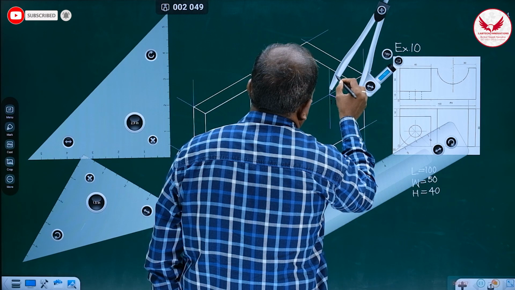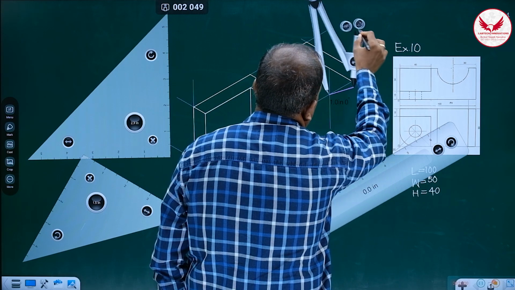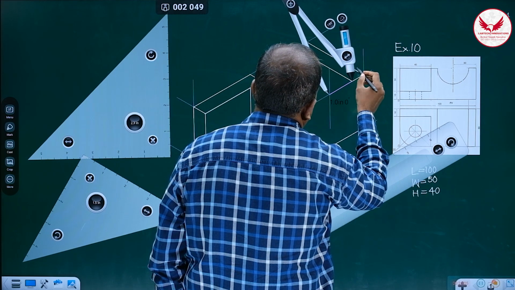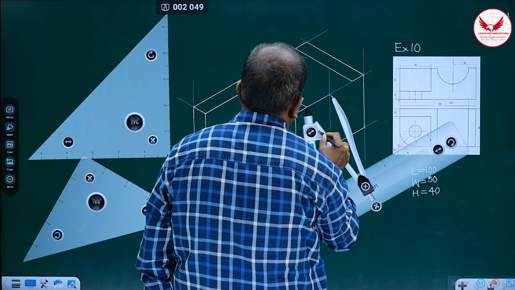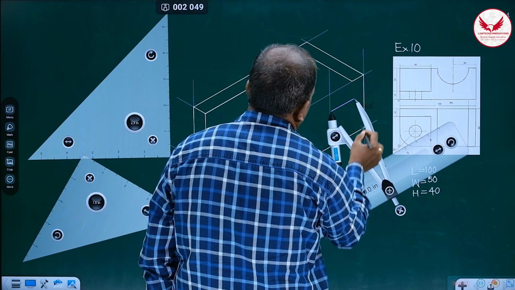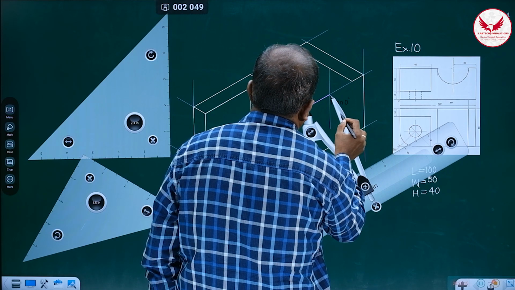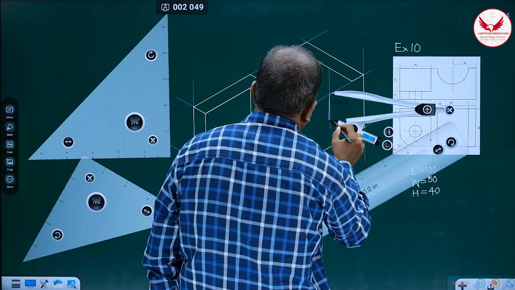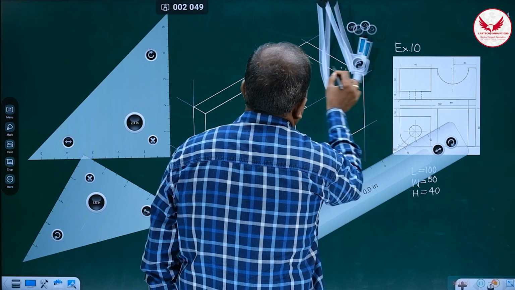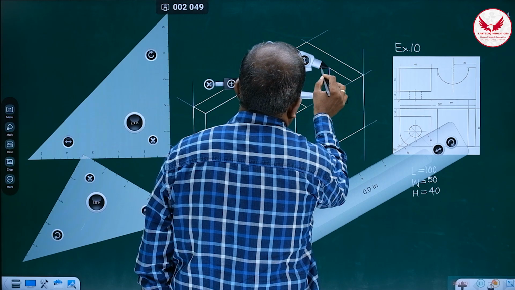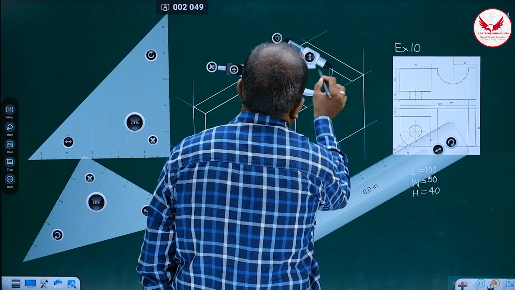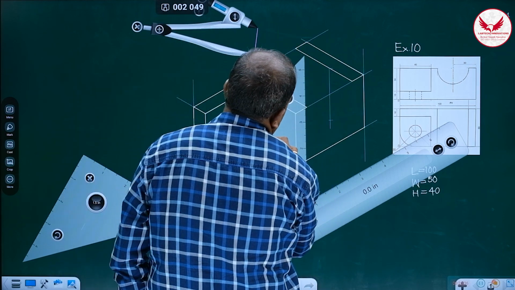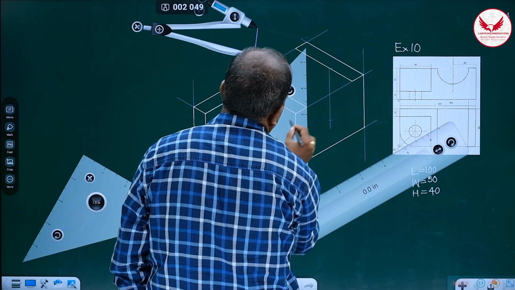Locating the center is very important. With this center, in the compass take 20, it is going to be 20 because this is 20. With this center itself, cut the arc on this side, on this line, on the upper side and on the lower side also. Now we have marked, and through these points draw the vertical lines and parallel lines too.